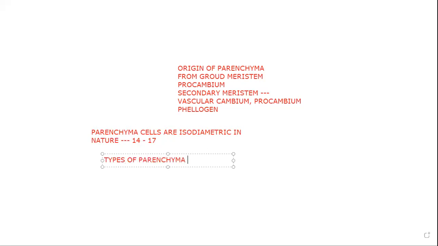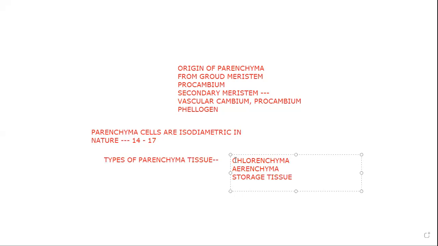Next we are coming to the different types of Parenchyma. Parenchyma is differentiated into five types, and that is important. First, Chlorenchyma. The Parenchyma cells which participate in photosynthesis, with abundant chloroplasts, are called Chlorenchyma.